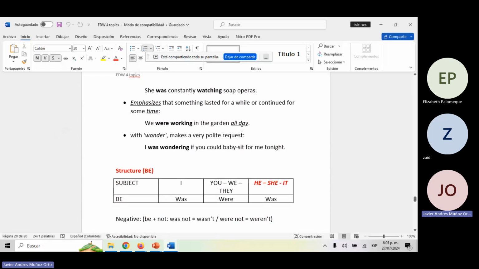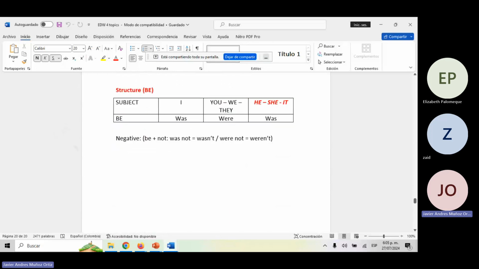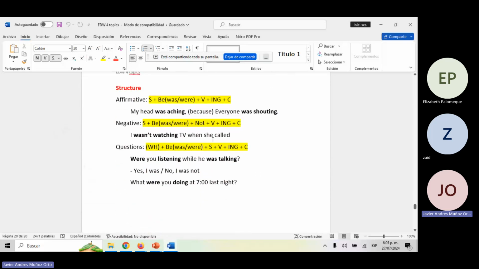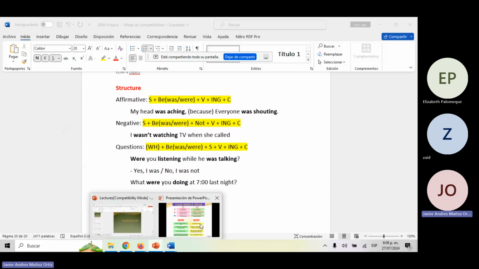And finally, we use the word wonder with past continuous tense to create a polite request. Okay, so these are the reasons why we study past continuous tense. Additionally, in terms of grammar, we said that we are going to use the verb to be. The conjugation of verb to be is already known, was and were, or the negative forms, wasn't, weren't, in contraction, I mean.